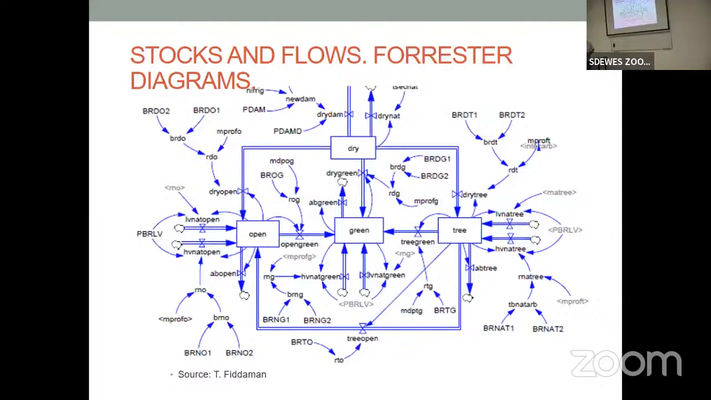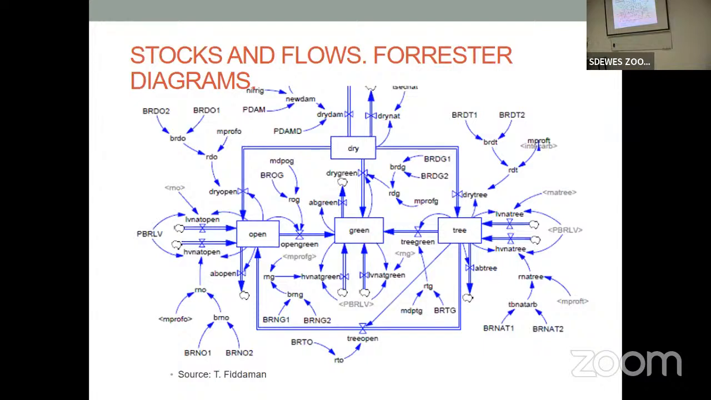And, well, he even has some IAMs. He has developed, maybe you are familiar with DICE. DICE is, well, obviously one of the first IAMs and very famous. Fiddaman also programmed DICE in Vensim.